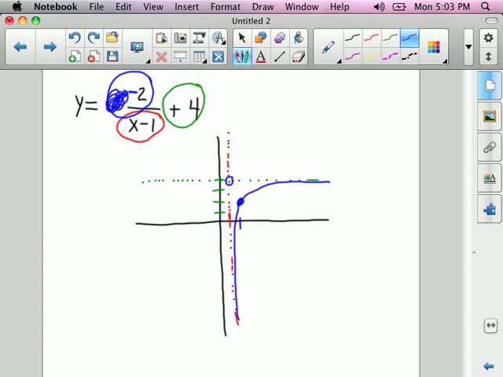Once that's in place, I need to make the other half of my bow tie. And in order to do that, I'm going to backtrack. I went down 2, right 1. So I need to go up 2 and left 1. I get my point right there. And from that, I can make the second part of my graph, and I am good to go. There is a rational function using the same rules we've been talking about all along.